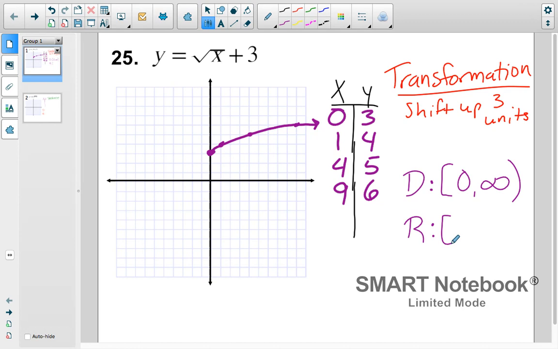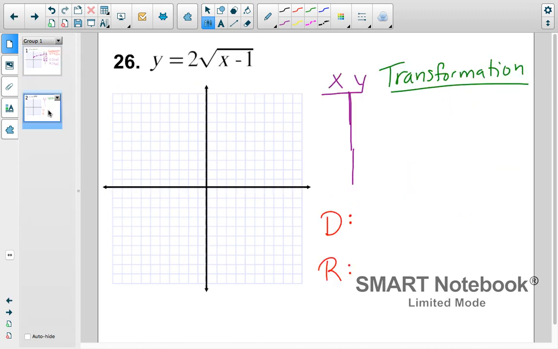Range. Range is all your y values. I start at 3. That's my lowest y value. And similarly to x, I go on infinitely. So include the symbol for infinity. And don't forget your parentheses, because again, infinity is not a number. So that's number 25. Give you just another moment here to get that copied down or finish getting copied down. You can pause the video at any time just to make sure you get it down. I'm going to move on to number 26 in the meantime.